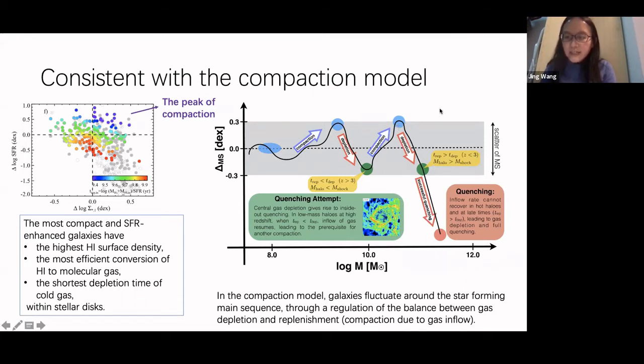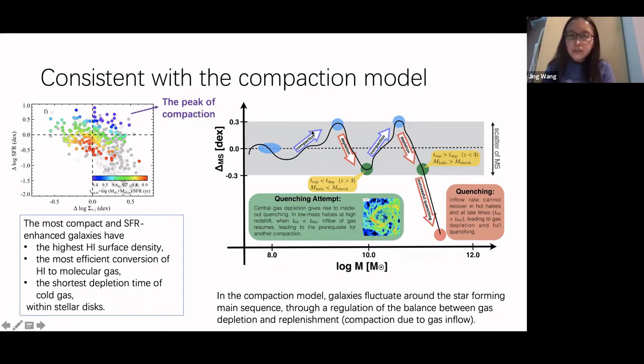It will fluctuate like this until at a point, if there's no more gas accretion, possibly because the halo of the galaxy has already become very massive, the virial temperature is very high, and the circumgalactic medium cannot efficiently cool anymore, then the galaxies will successfully quench and drop away from the star forming main sequence. That's the story of the compaction model. And in our trend, remember these galaxies have the highest density, the highest efficiency of converting to molecular, and the shortest depletion time. It is exactly consistent with the peak of the compaction model. It is a strong support for this compaction model.